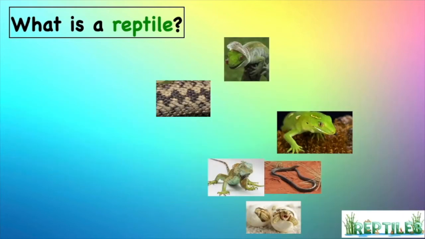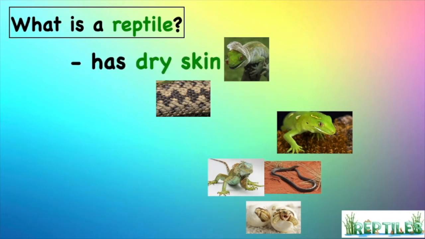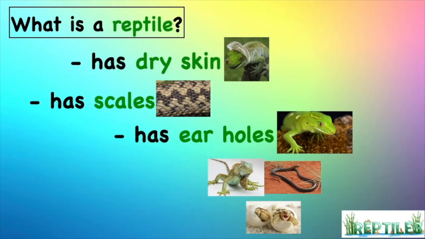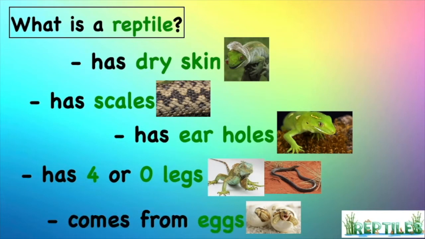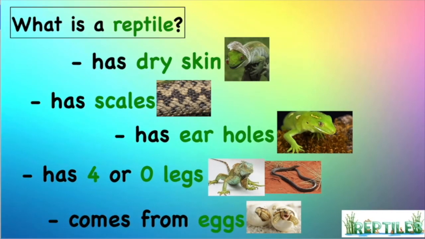Let's have a quick review. A reptile has dry skin. A reptile has scales. A reptile has ear holes. Some reptiles have 4 legs or no legs, and reptiles come from eggs. Again, today we learned what are reptiles. Tomorrow we are going to name some of the examples of reptiles.